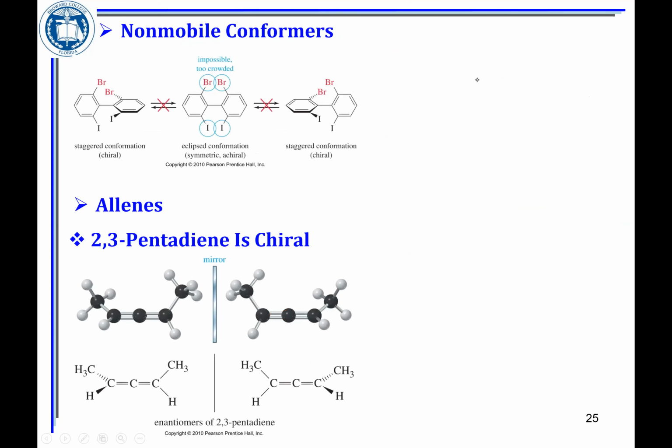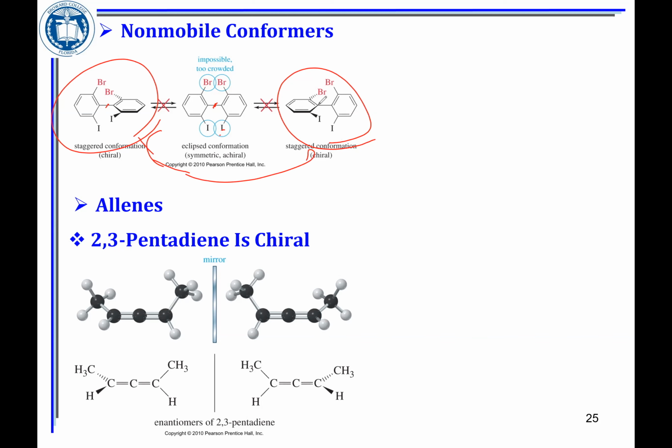There are some compounds that do not have a chiral center but are still chiral, and that would be for compounds that are non-mobile conformers. Rotation around this carbon-carbon single bond is not free because of steric hindrance, so you cannot rotate it without breaking the bond. If you try to superimpose these compounds, they are non-superimposable. They are mirror images of each other, so they can be classified as a pair of enantiomers, even though you don't have a chiral center.